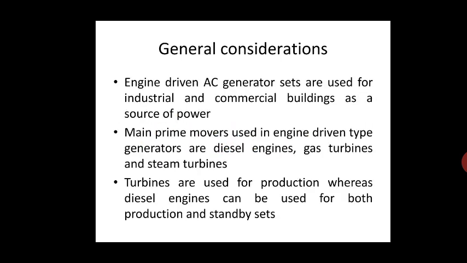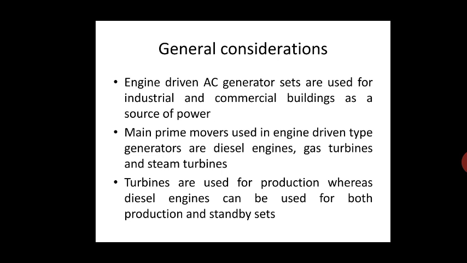Okay, next one, general considerations. Engine driven AC generator sets are used in industrial and commercial buildings as a source of power. The main prime movers used in engine driven generators are diesel engines, gas turbines and steam turbines. Gas turbines are preferred for higher ratings, and for lower ratings diesel engines are preferred, as lower ratings are available more in diesel engines.